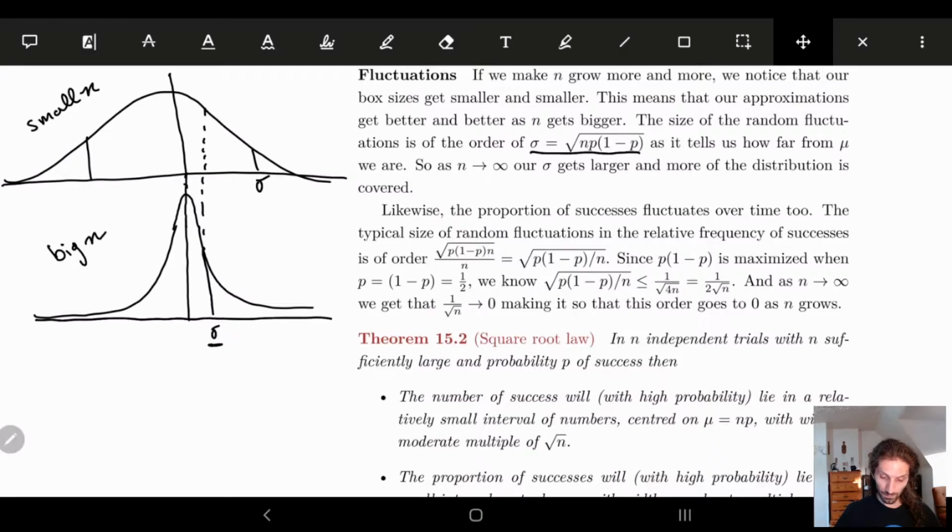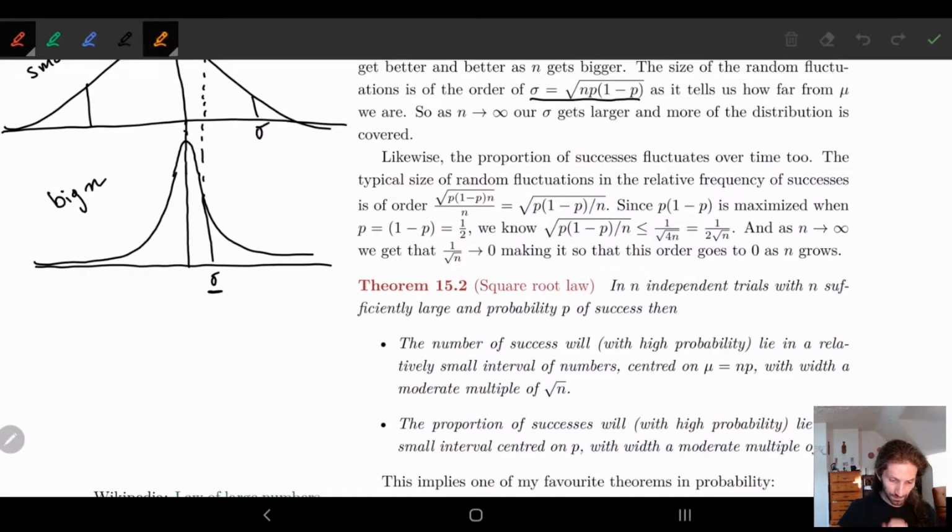And so let's look at this. The typical size of a random fluctuation, if we look at the relative frequency of successes, is going to be the size of sigma divided by the number of iterations we have. So in other words, we have our sigma on top, and we divide by the number of iterations, n. If I take this n, it is basically the square root of n squared, and these n's cancel inside, and I end up with this equation here.